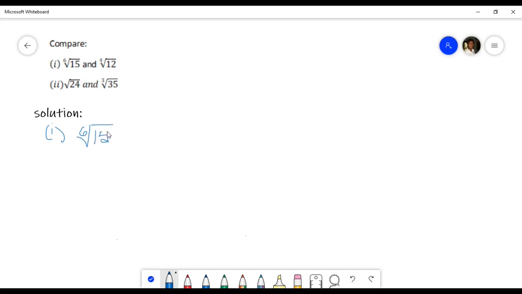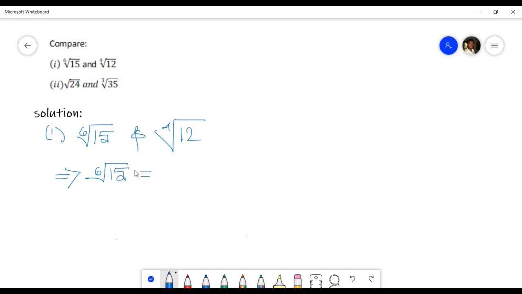We learned this, I just explained to you in the previous video how to convert radicals to fractional exponents. So here we have two terms. The first one is 6th root 15 and the second term is 4th root 12. We will solve it one term at a time. Let's solve the first term, 6th root 15.